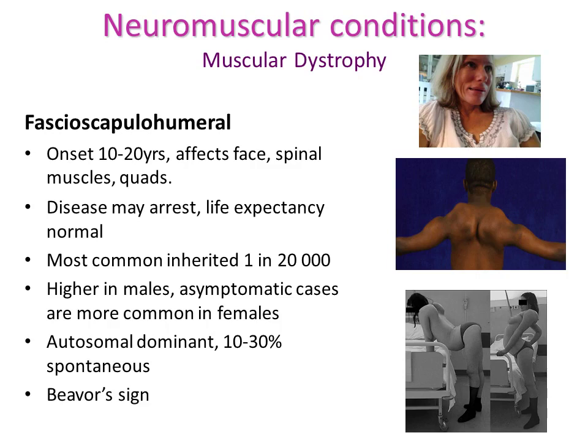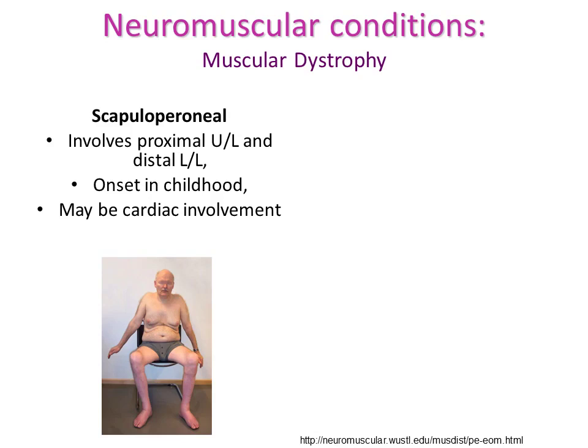And then there's something called Beevor's sign. So if you look at somebody's umbilicus and you ask them to cough, the umbilicus isn't supported because of proximal weakness. It's not supported by the abdominal muscles, and the umbilicus shoots upwards. Then this is scapuloperoneal muscular dystrophy, where the proximal upper limbs and the distal lower limbs are involved with childhood onset, and there may also be cardiac involvement.